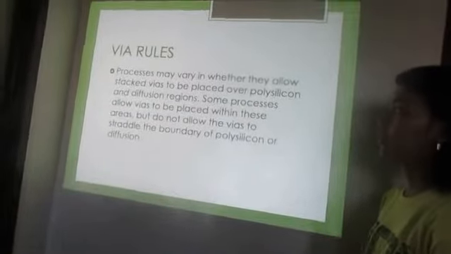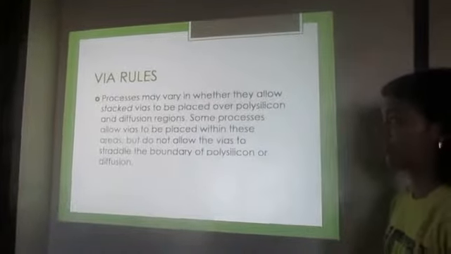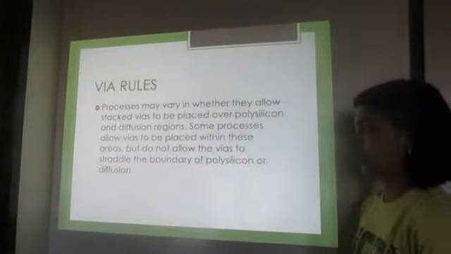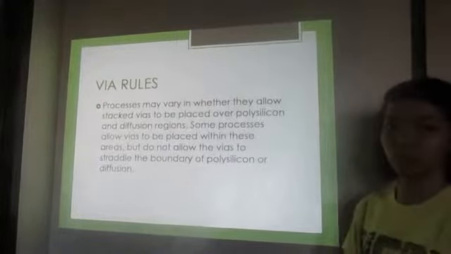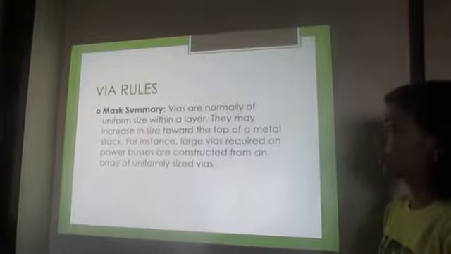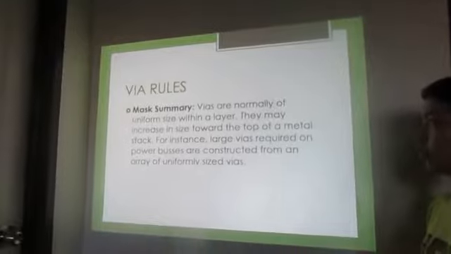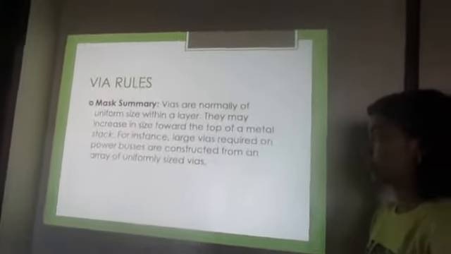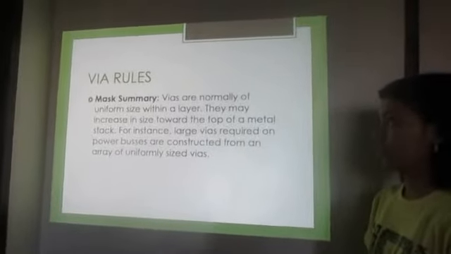Via rules. Processes may vary in whether they allow stacked vias to be placed over polysilicon and diffusion regions. Some processes allow vias to be placed within these areas, but do not allow the vias to straddle the boundary of polysilicon or diffusion. Vias are normally of uniform size within a layer. They may increase in size toward the top of a metal stack. For instance, large vias required on power buses are constructed from an array of uniformly sized vias.